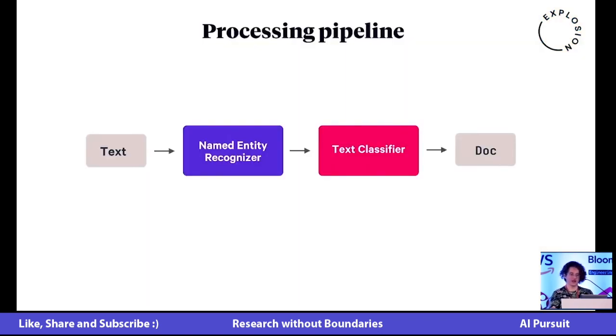So if we imagine this working through with multiple pipeline components, let's say we've got some text. spaCy will tokenize that into a doc object, and then inside the NLP call or NLP pipe method, you'll call something like the named entity recognizer and then call the text classifier, and as you're going through, you'll update annotations in the doc and then get out a doc object. Cool, okay.